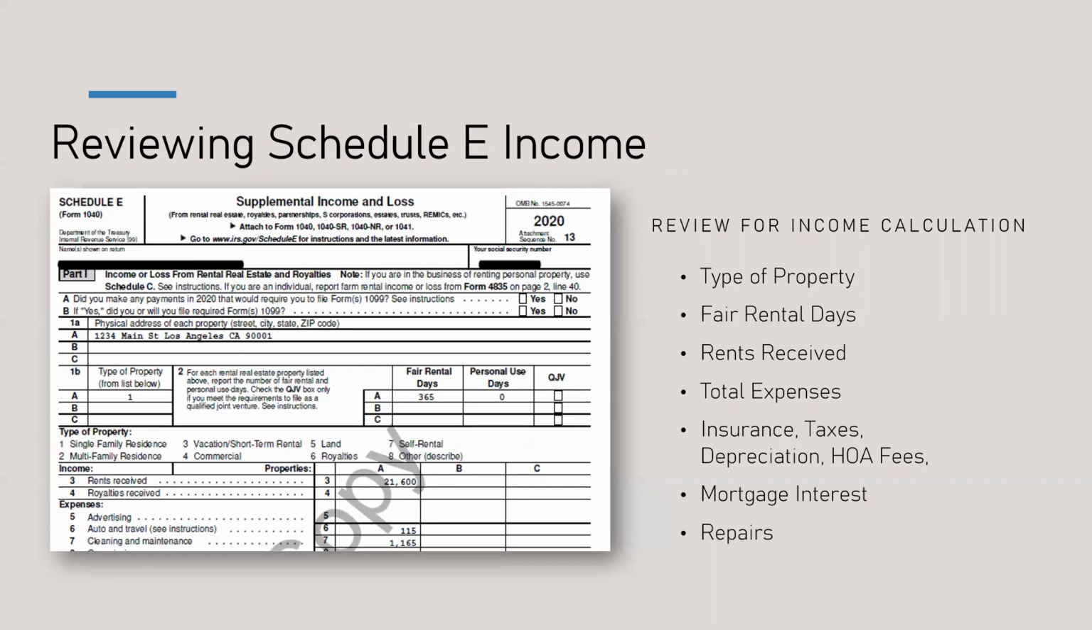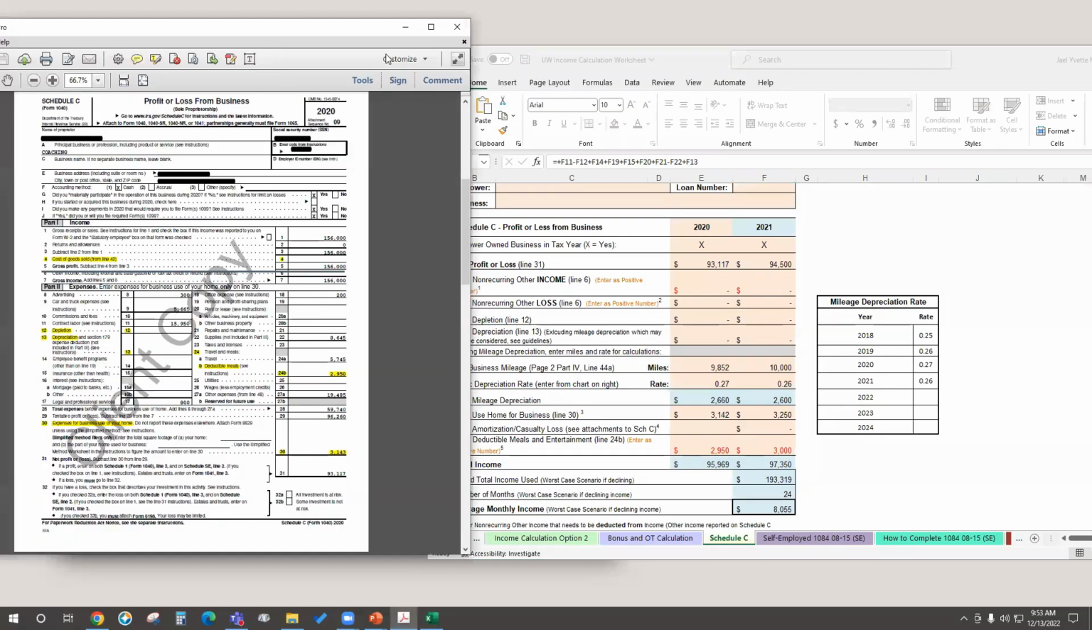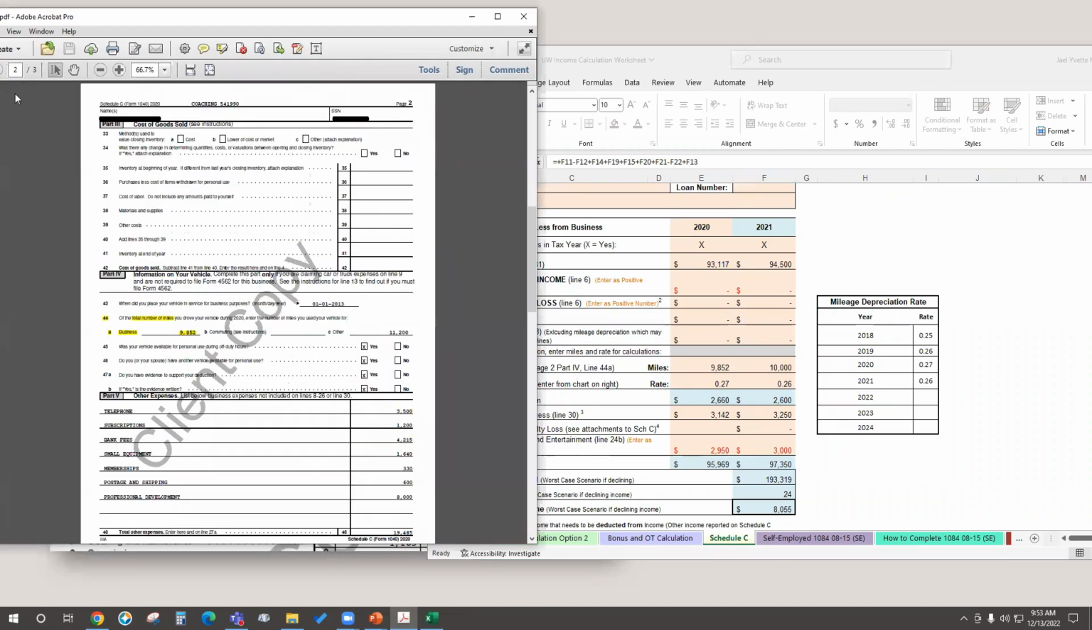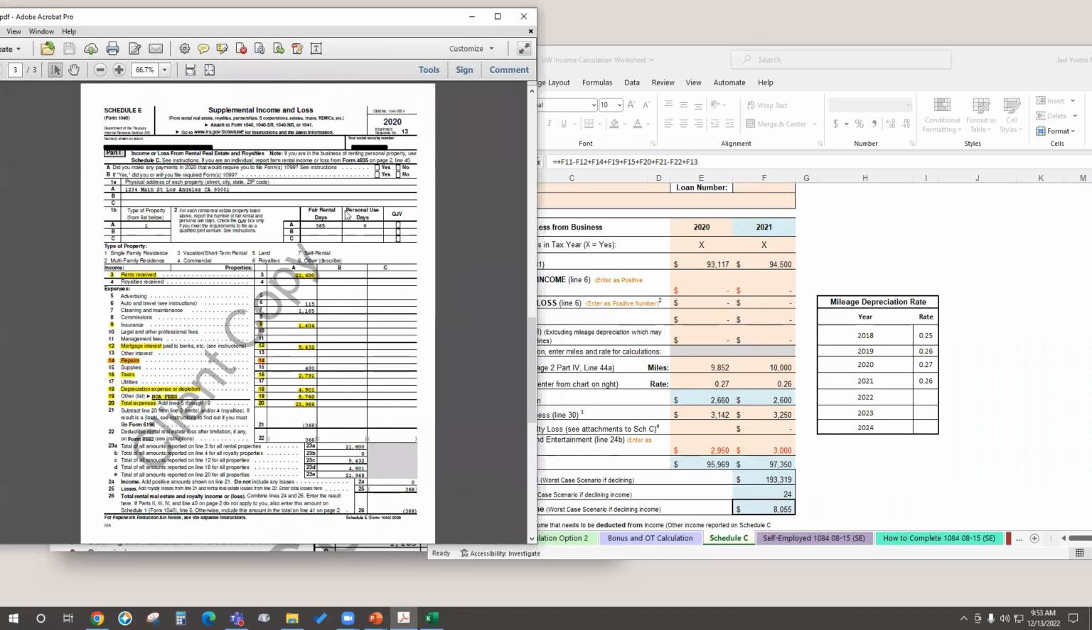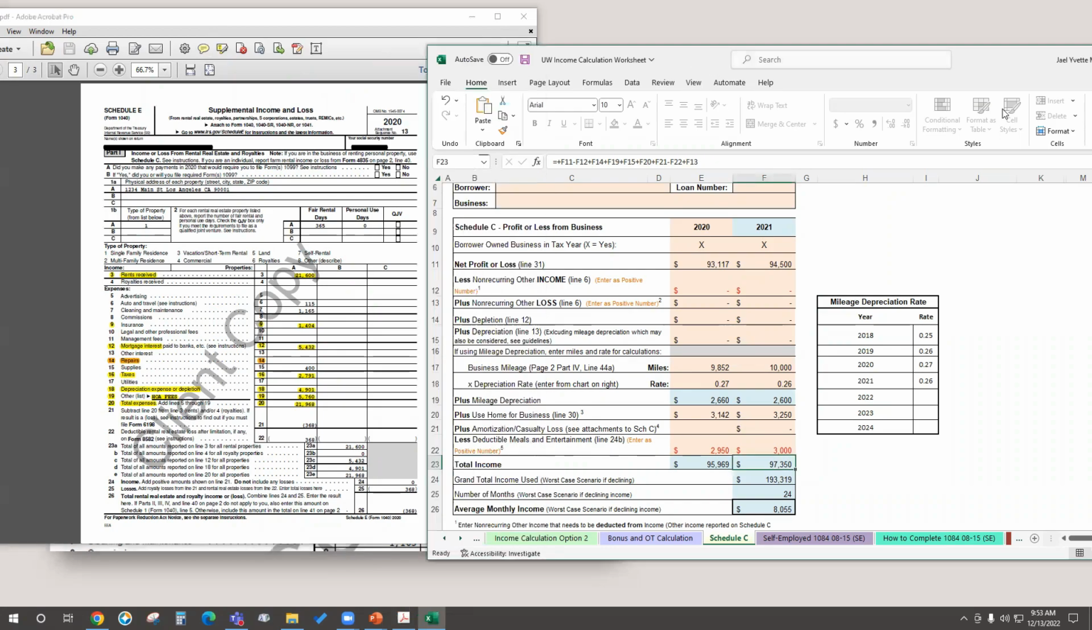So Schedule E income, you always want to make sure you're taking a look at it when you're reviewing your taxes, and what you want to review for. Let me pop this over here to show you guys a full page one first, and we are going to do the income calculation as well. So this is what you're looking at when you're looking at a Schedule E income. Again, this is your rental income calculator. And what you want to review here, of course, is the highlighted items. So I'm going to break that down for you guys.